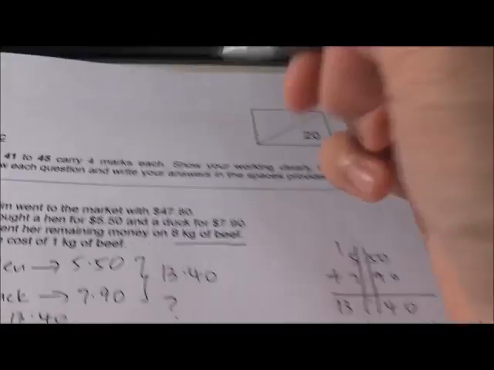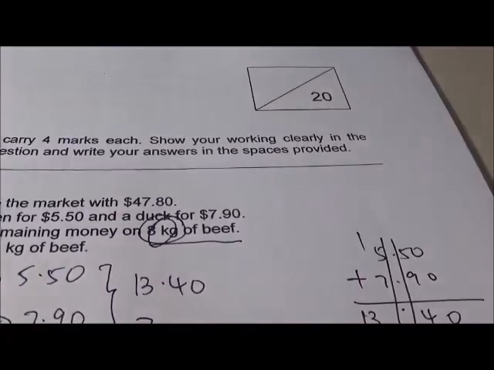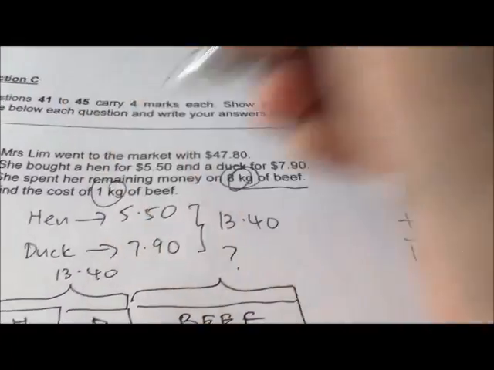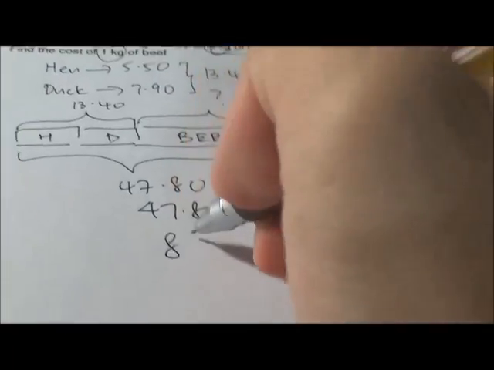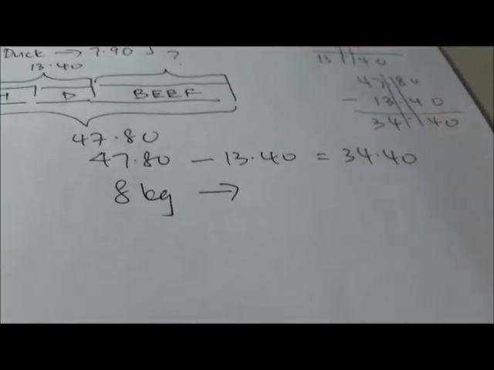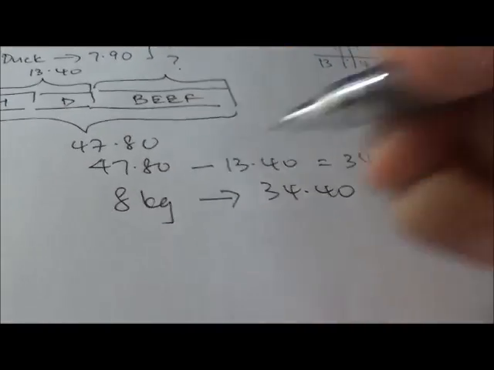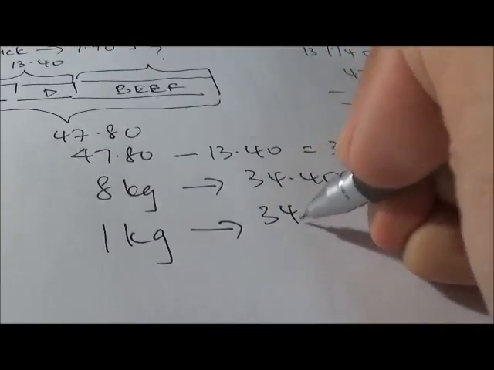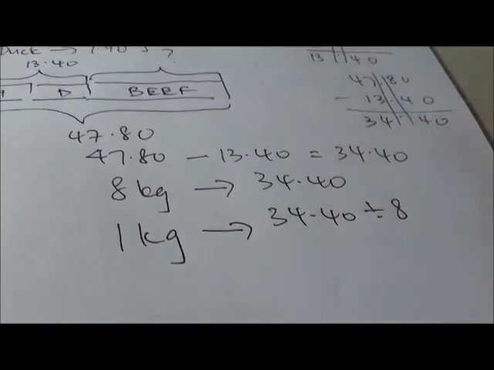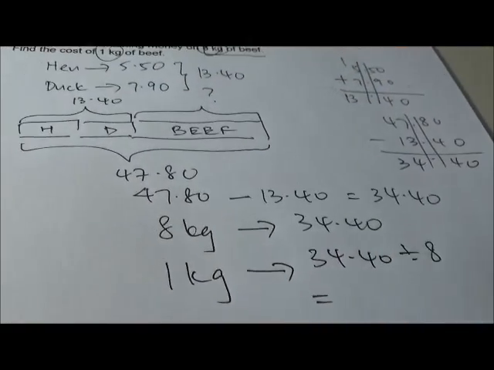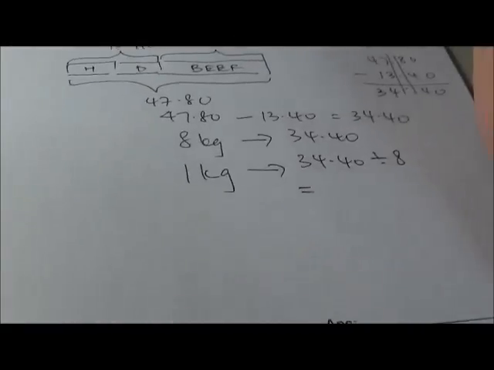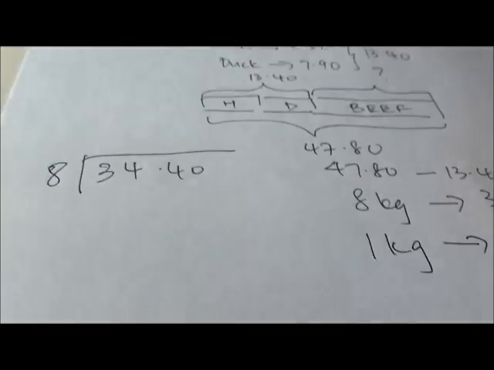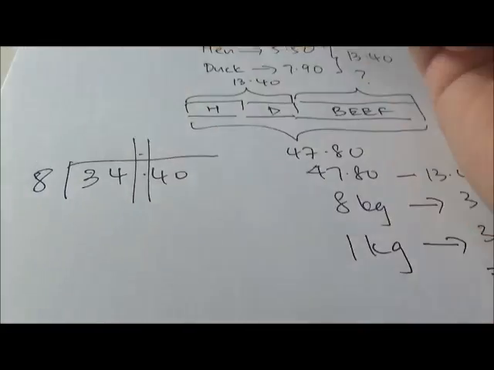But for the beef, how many kg did she buy? 8 kg, and they want you to find only 1 kg, which means 8 kg of beef will cost me $34.40. I want to find 1 kg, so I'll take $34.40 divided by 8. Doing the working here in a space, we have $34.40 divided by 8. Remember our decimal point first.